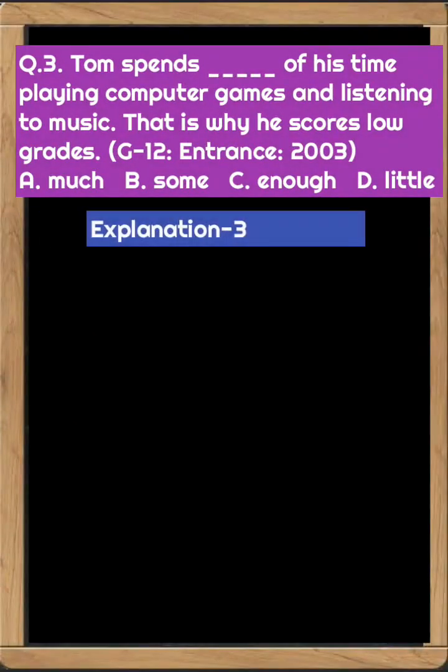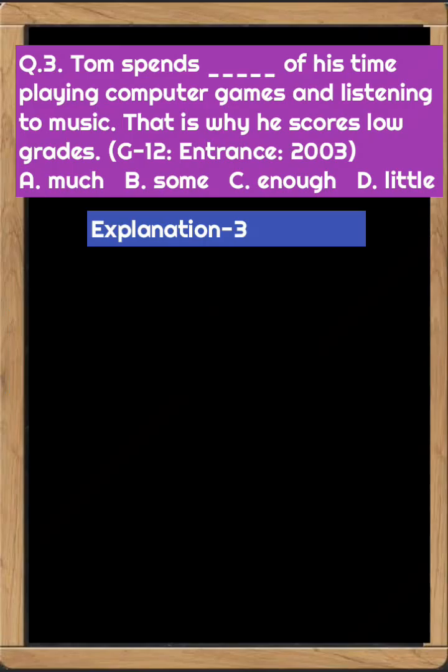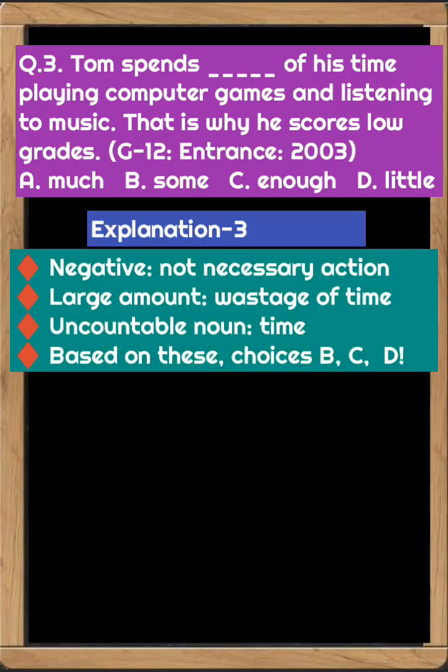Welcome back. Now we are on explanation 3. Look at question number 3 on the screen. As I already said, whenever you are asked a question about quantifiers, the first thing you should do is understand the given context. For example, look at the above question. It's about something negative or unnecessary. Especially look at the second sentence.